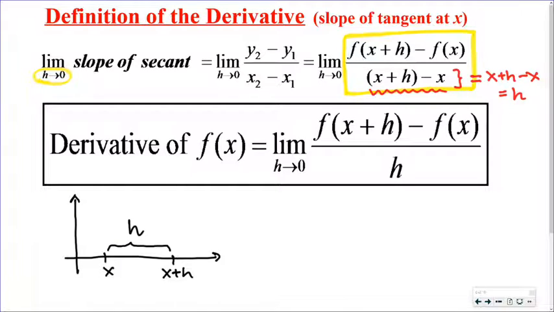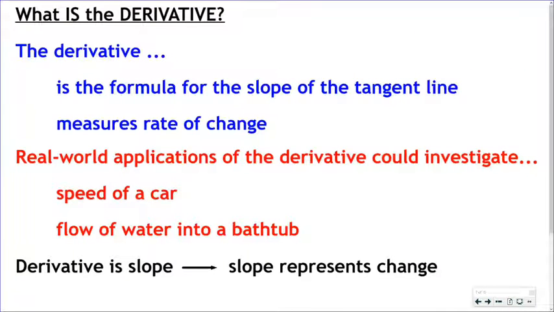There are many different forms of this. This is probably the form that you will see most commonly. The derivative equals the limit as h approaches 0 of f of x plus h minus f of x over h. So conceptually, the derivative is a formula for the slope of a tangent line. The formula for the slope of the tangent line at a particular point on the graph. So if I have a graph and I have a point on that graph, I can draw a tangent line, which would look like that, and the derivative will give me the slope of that line. And it measures the rate of change at that point on the curve.